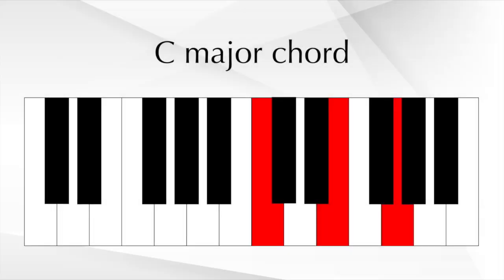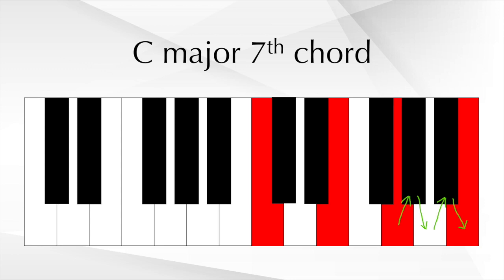Once again, let's use the C major chord as an example. Here, G is the last note of the C major chord, and when we move up by 4 semitones, we land on the note B. Once we add B to the C major chord, we get a C major 7 chord.